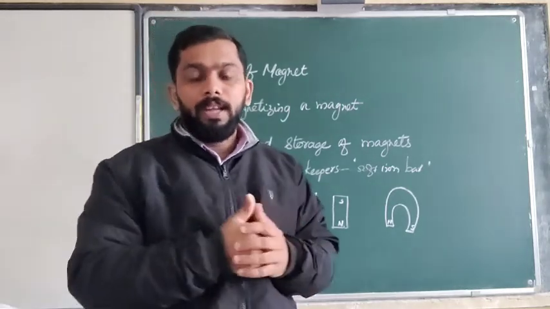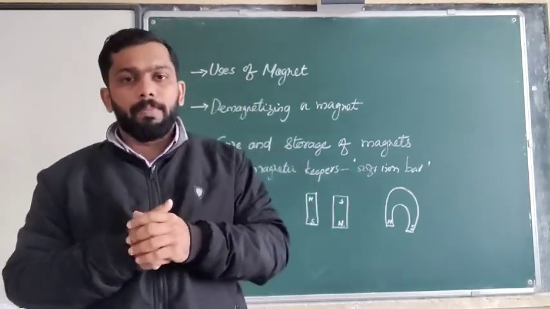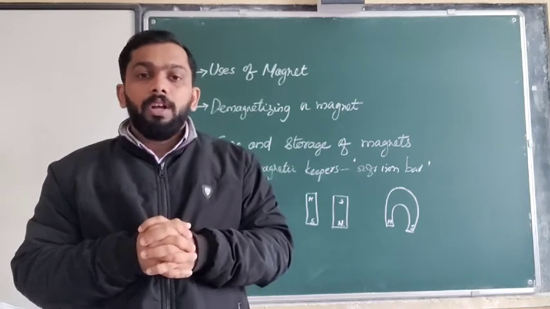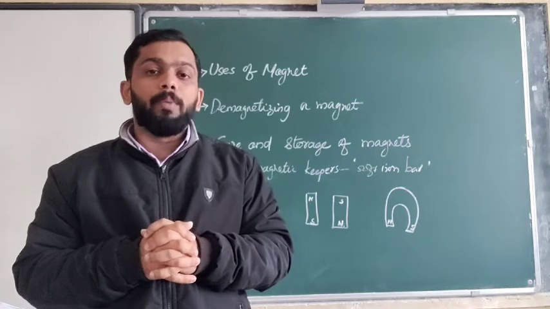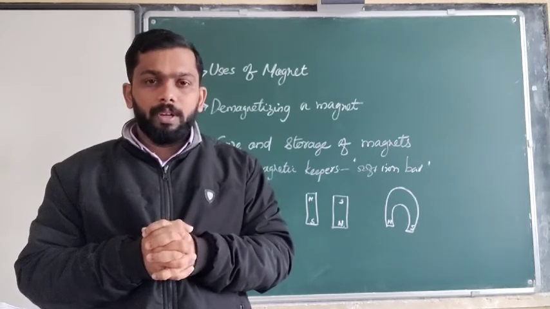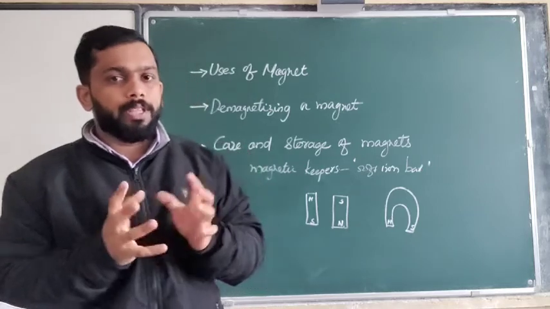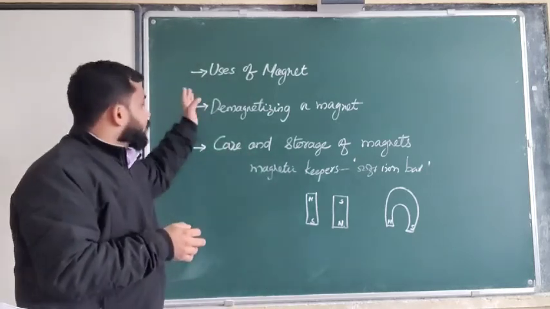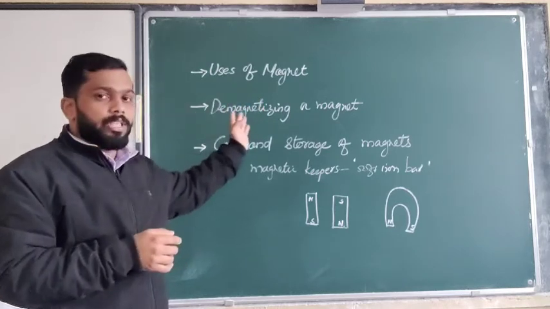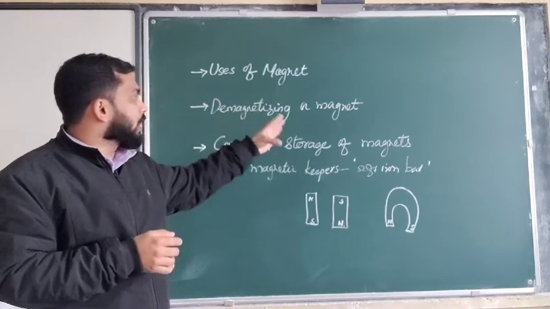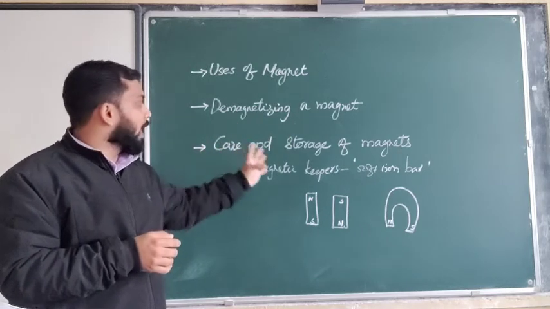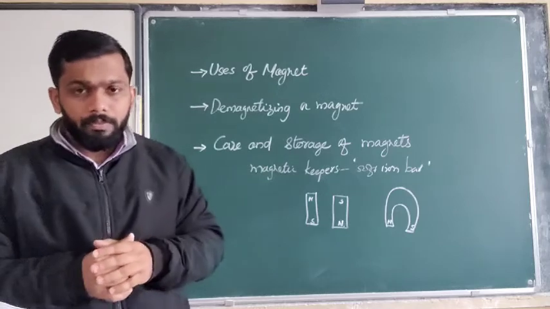That's what we have seen, and we have seen the differences between a permanent magnet and an electromagnet or temporary magnet. Today we are going to do the last topic of our chapter. Today we will discuss mainly three subtopics. First, uses of magnets. Second, demagnetizing a magnet. And the last point is storage of magnets.